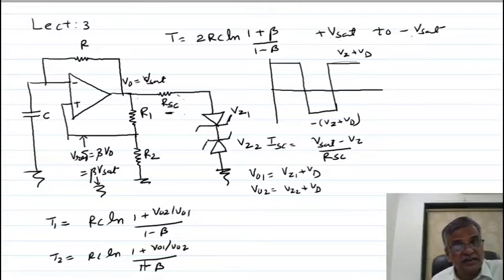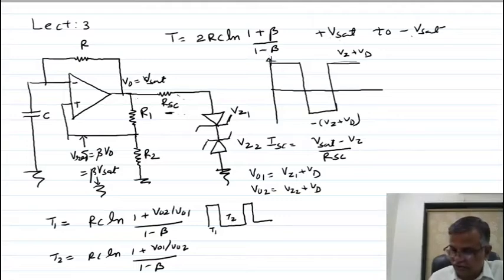So if you want to get an asymmetrical square wave, you understand, the pulse width is not the same. This is T1 and this is your T2. Here it is your same pulse width. This is your T1 and this is your T2. So T1 is equal to T2.